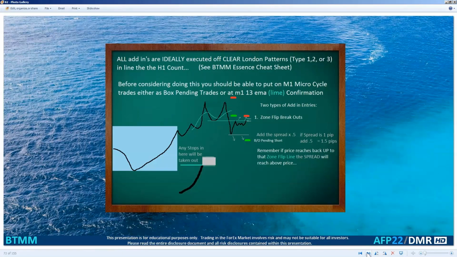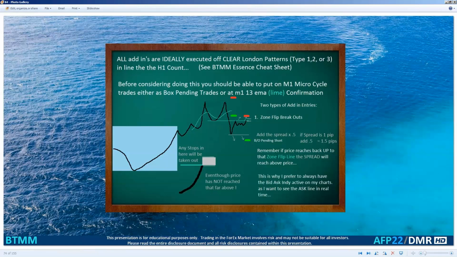That's why early on in your trading career, you saw price run up to the high. You had your stop just above, and the broker took you out, and price went on. You sent them a letter: why'd you take me out? Price never went up there. And he says to you, oh, the spread went up there. This is very important in adding in with these zone flip breakouts. Okay, any stops in this area will take you out, even though price has not reached that far above. Remember, that ask line reaches up there.